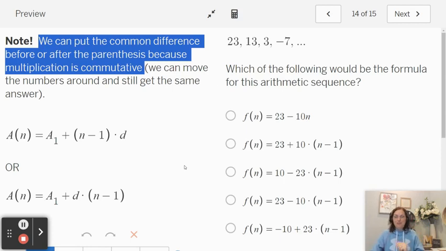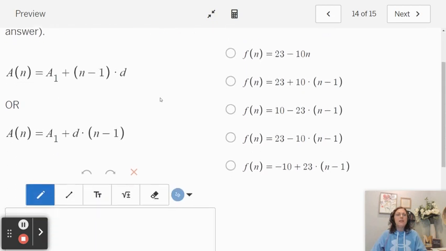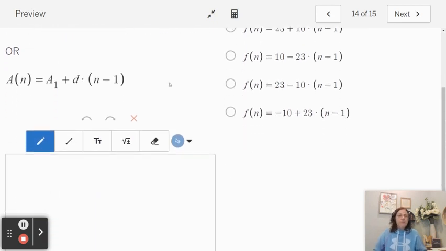Either one is okay. So let's see if we can write one where the common difference is going to go in front. Okay, so notice our sequence here. 23, 13, 3, negative 7. So remember, in order to write our formula, we need the first term and we need the common difference. So the first term here is super easy. That's the 23. Common difference is, notice we're subtracting 10 each time. So let's write our formula here. My first term, my a sub 1, was 23. And my common difference was negative 10 because we subtracted 10.